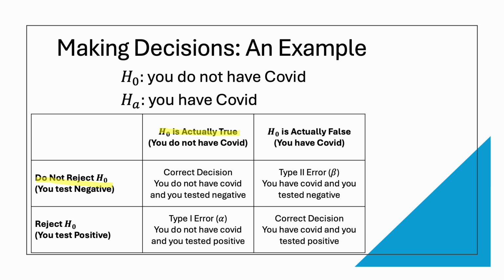And then H0 is actually false. You have COVID. You got it, babes. So if you do not have COVID, H0 is actually true, and you test negative, that is a correct decision. Love that for you. Okay? You don't have COVID and you tested negative. Awesome. Go figure out why you're not feeling good. Maybe you just need some sleep.